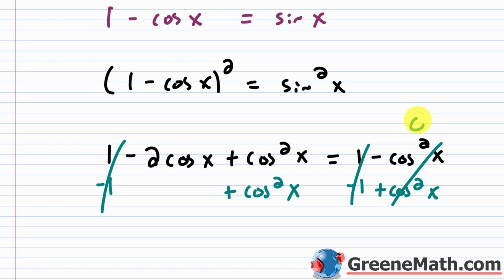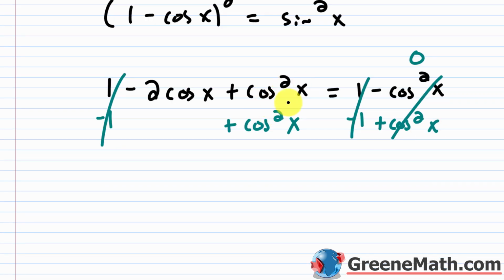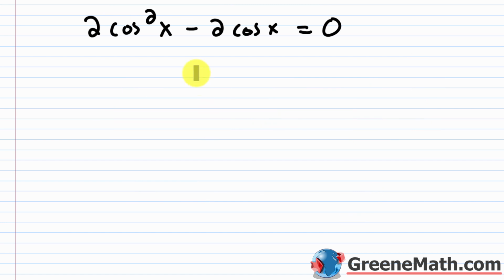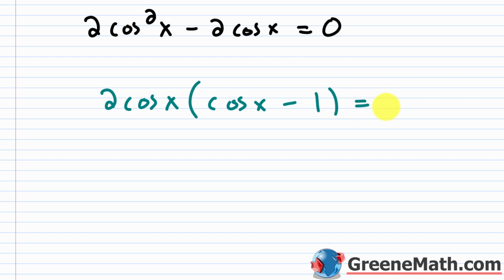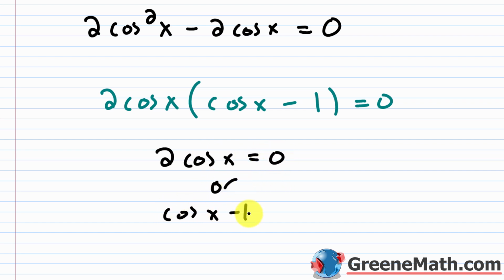So that cancels. This is 0 on the right. Cosine squared x plus cosine squared x is 2 cosine squared x, and then minus 2 cosine of x, and this equals 0. So I'm going to solve this using factoring. I'm going to pull out a 2 cosine of x from each part. So here you would just have the cosine of x, and then minus 1, and this equals 0. So I'm going to solve 2 cosine of x is equal to 0, or cosine of x minus 1 is equal to 0.